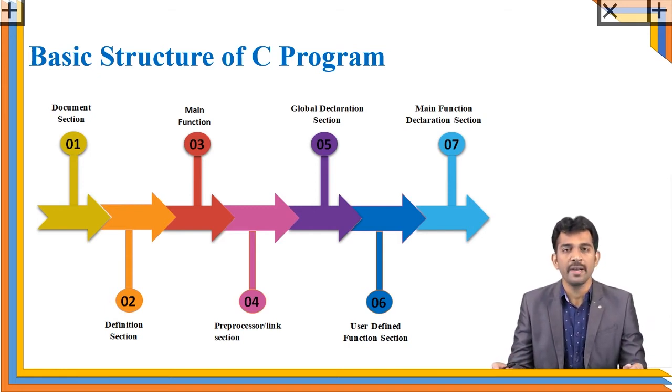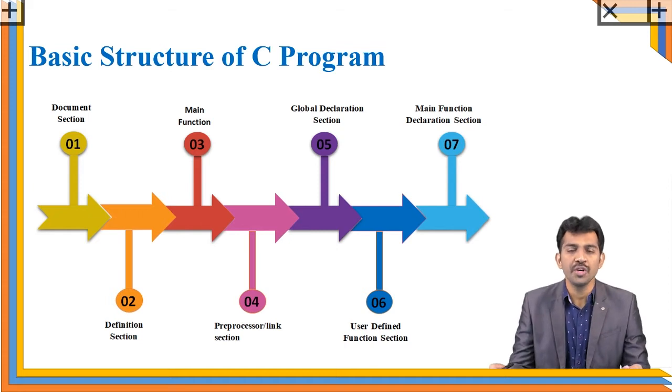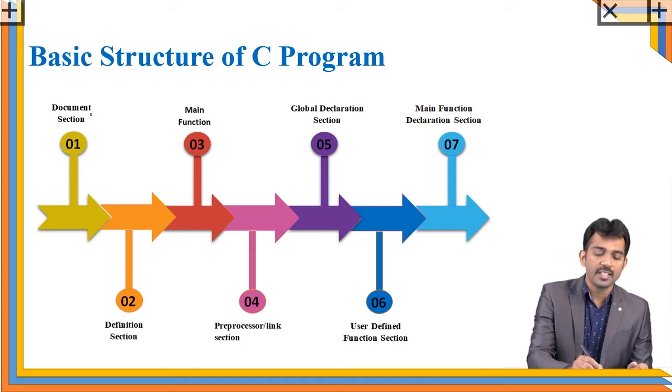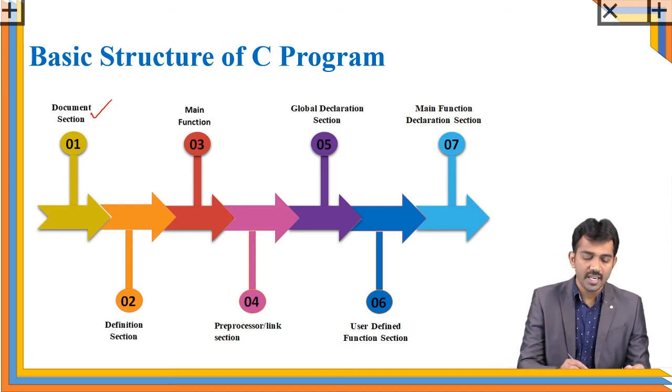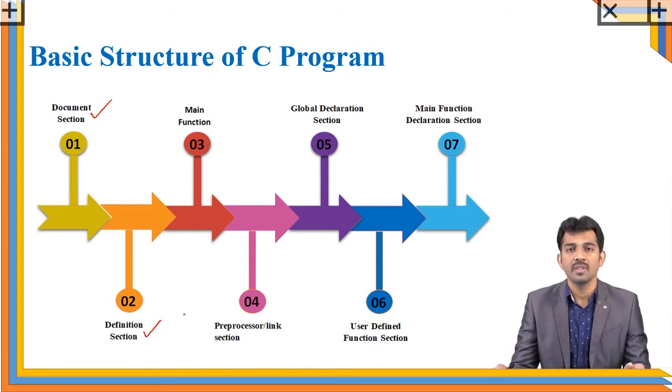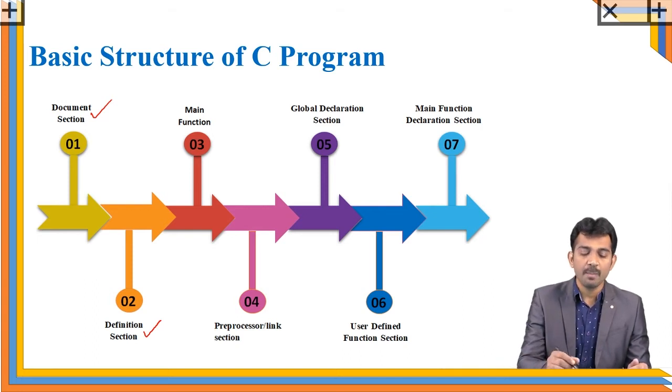The first one is the documentation section. The documentation section is used to tell what the program is and what the purpose of the program is. Coming to step 2, the definition section. Means, are you going to use any functions or anything? We are going to represent that in the definition section. Coming to the main function.